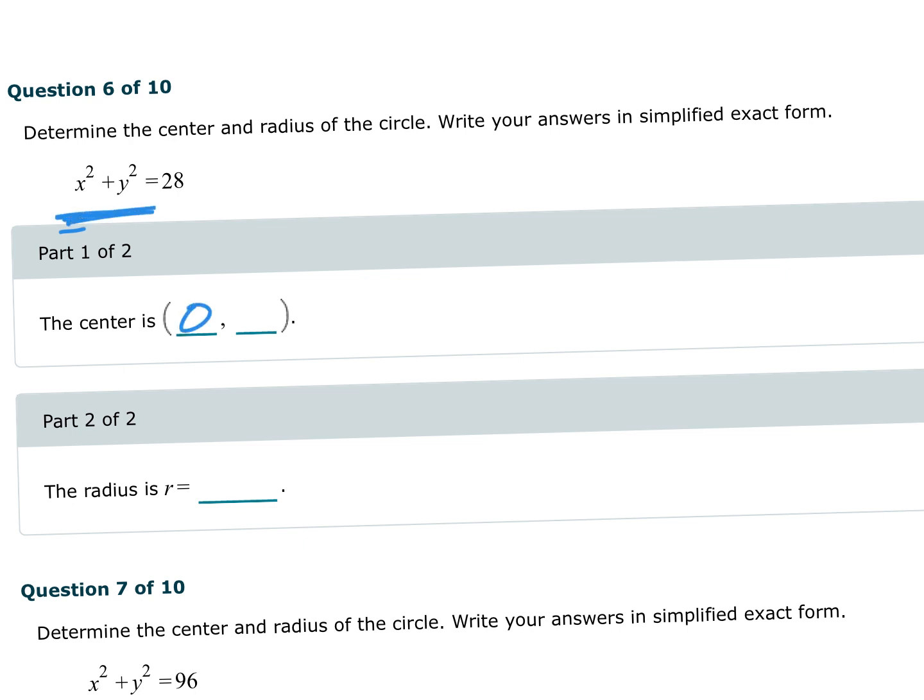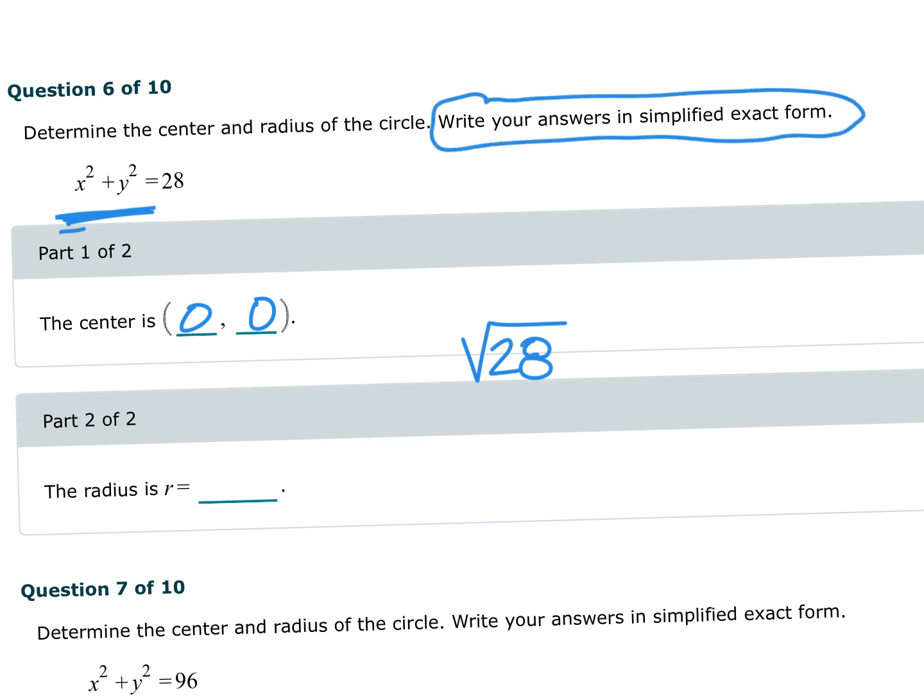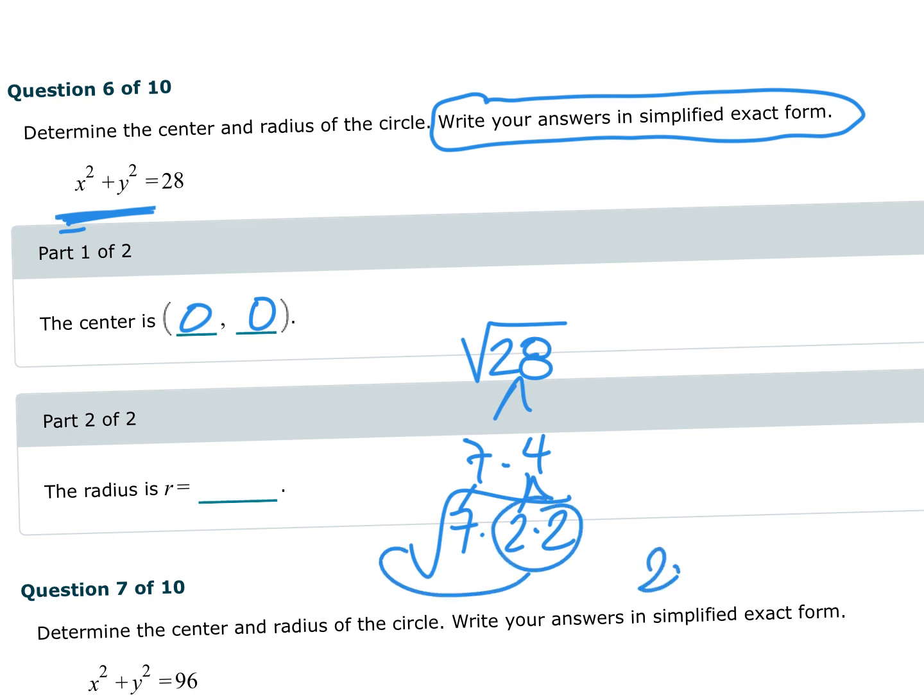Yes, 0, comma 0. Yes, good. If it has x squared plus y squared, that just means the center happens to be right at the origin. And then my radius is the square root of 28, but notice it says write your answers in simplified exact form. That means I'm going to have to factor it, just like we did on the warm-up today on number 3 when we had to keep going. Okay, so I'm going to keep going with 28, and I'll be able to take out a 2. So my final answer would be 2 square root of 7.